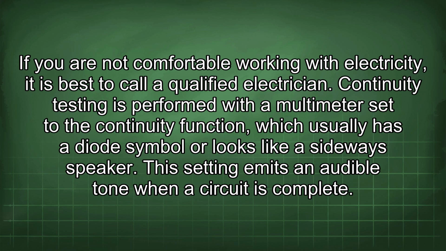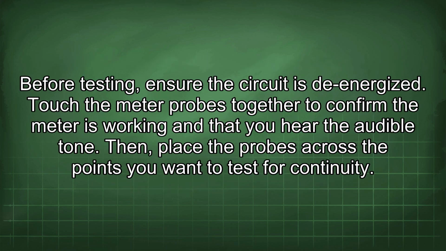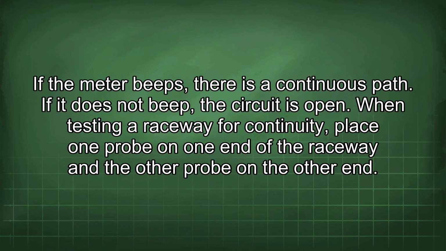Continuity testing is performed with the multimeter set to the continuity function, which usually has a diode symbol or looks like a sideways speaker. This setting emits an audible tone when a circuit is complete. Before testing, ensure the circuit is de-energized. Touch the meter probes together to confirm the meter is working and that you hear the audible tone. Then place the probes across the points you want to test for continuity. If the meter beeps, there is a continuous path. If it does not beep, the circuit is open.